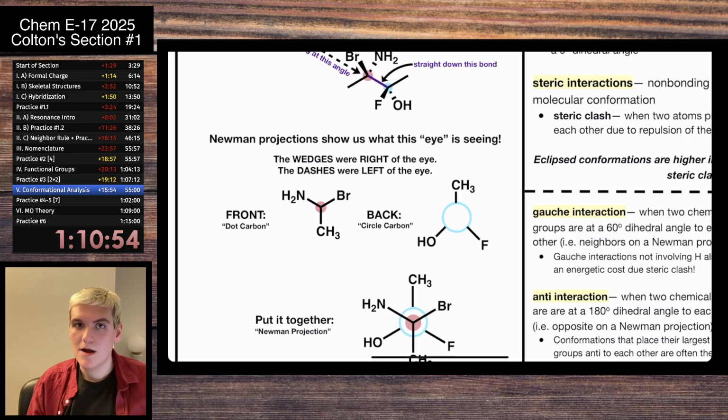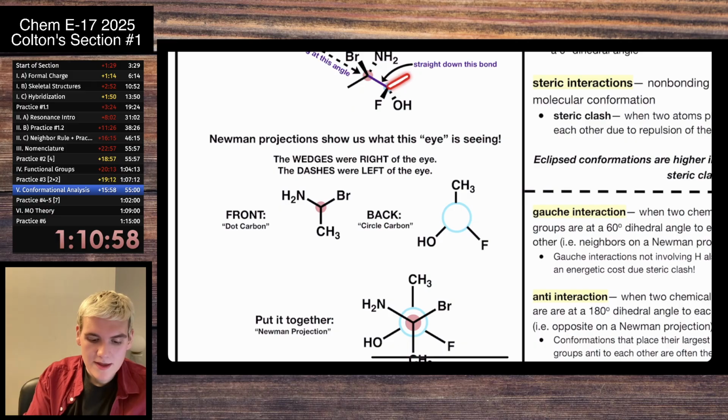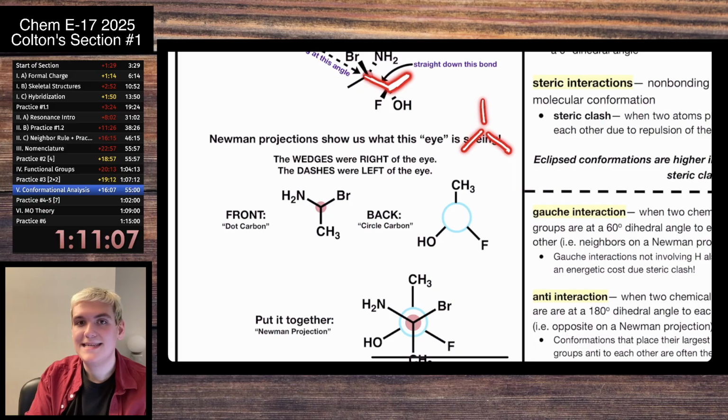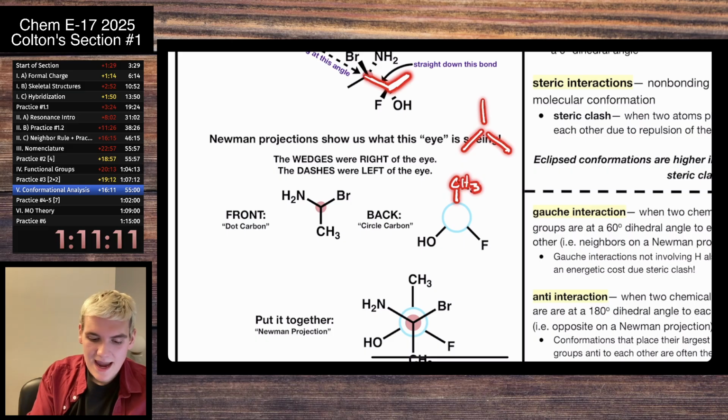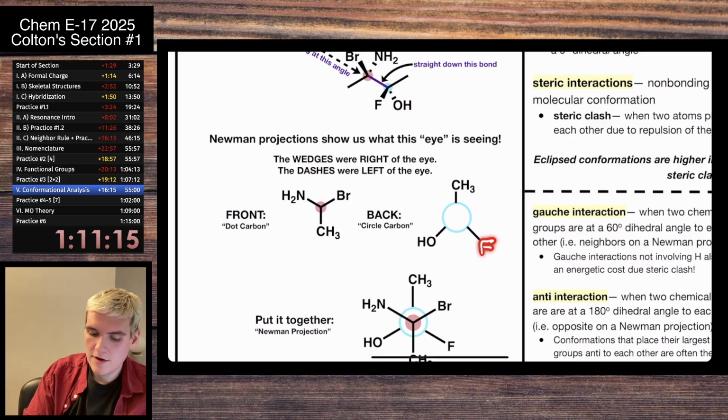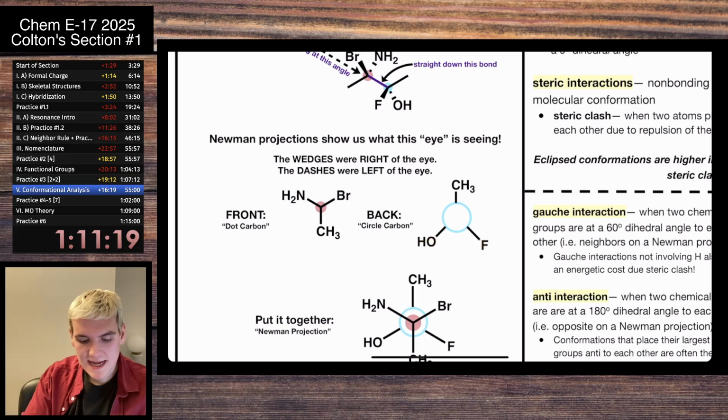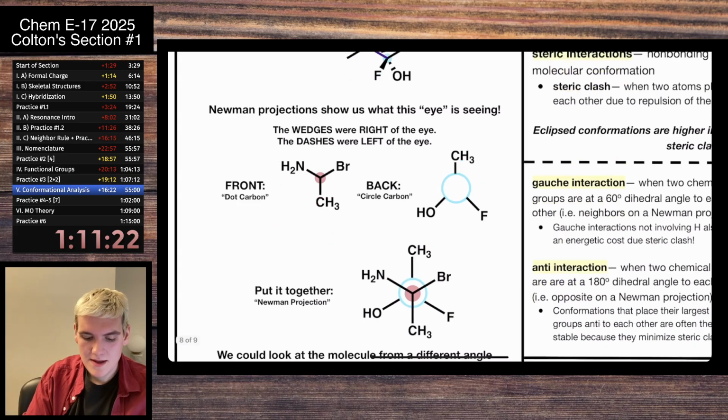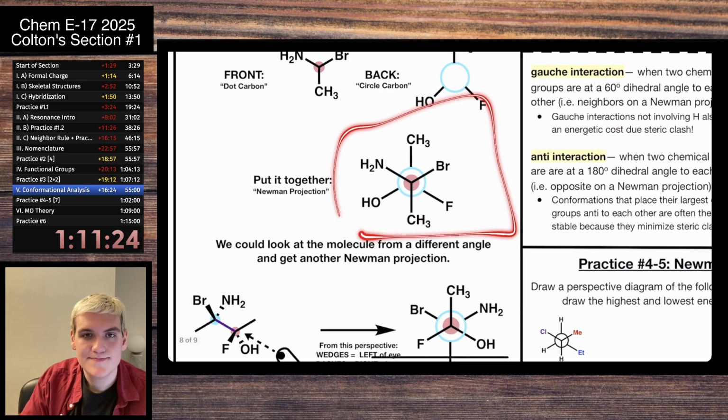Then we do the same exact process for this back carbon, the circle carbon. And here we see that our thing going straight up and down is going up. Like this methyl is going straight up. And so that's telling us that we have an upside down Y shape. So our methyl is just going to be going straight up. And then we said the things that were on wedges were on the right side. So the fluorine is going to be on the right over here, and the OH is going to be on the left. Then we put together our dot carbon and circle carbon, and we get our Newman projection.